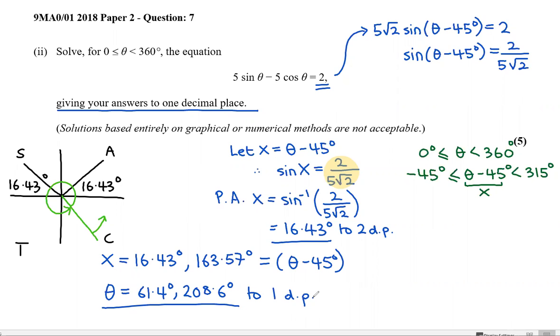Okay, so that was quite a task. For 5 marks, there's a lot of work going on there. These questions will always say as well, solutions based entirely on graphical or numerical methods are not acceptable. So you can't use trial and improvement in this situation, okay? You've got to follow the procedure that I've just outlined.